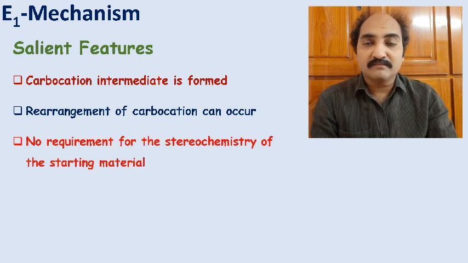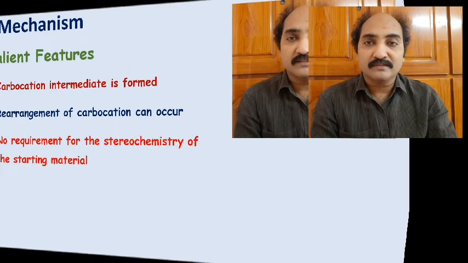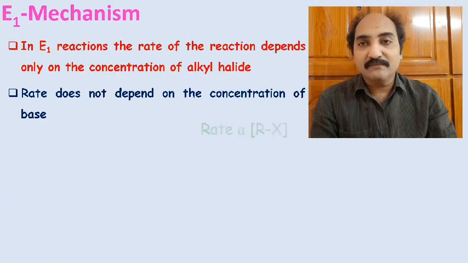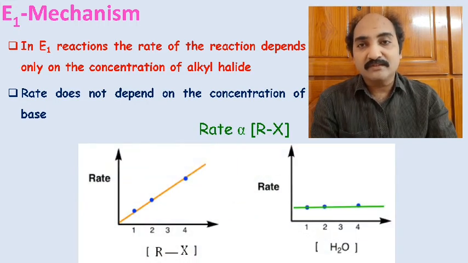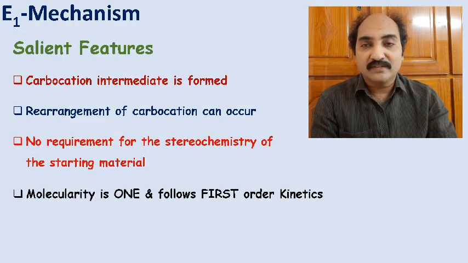Because E1 reaction mechanism is not stereospecific, we may get cis or trans products. In E1 reactions, even if the concentration of the base is doubled, the rate of reaction is not at all affected because the base is not present in the slowest step or the so-called rate determining step of the reaction. Whereas, if I double the concentration of alkyl halide, then the rate of reaction also gets doubled in E1 reactions, which means in E1 reactions, rate is depending only on the concentration of alkyl halide but not on the base taken. Therefore, E1 reactions follow first order kinetics.